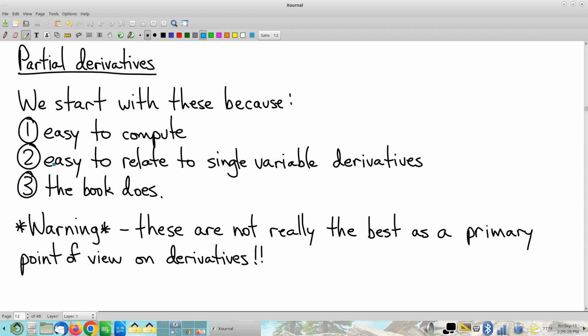So now that said, even though these are very easy to understand, they're very relatable and familiar from single variable derivatives. Huge point here.